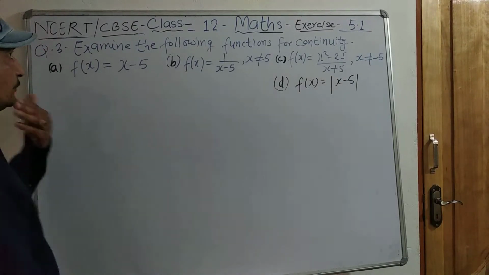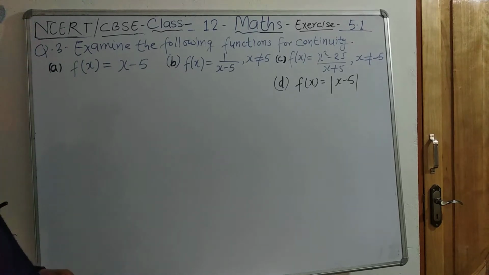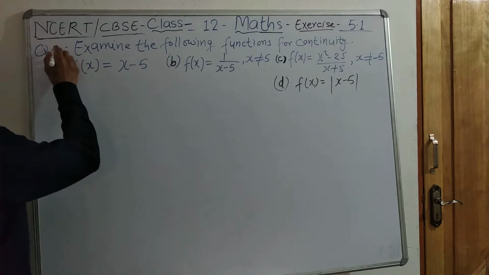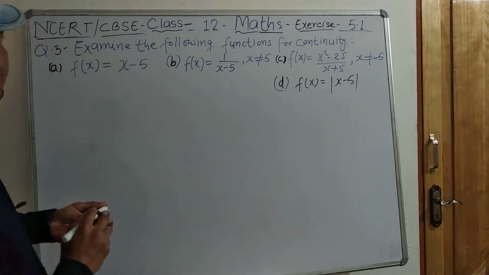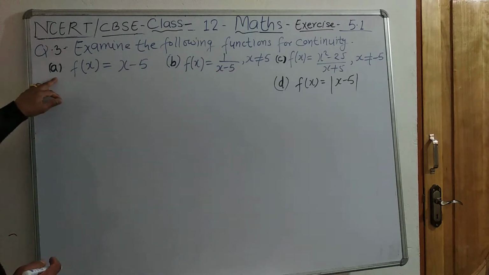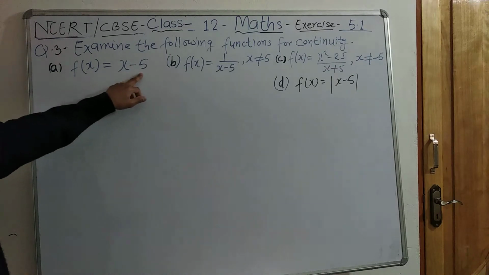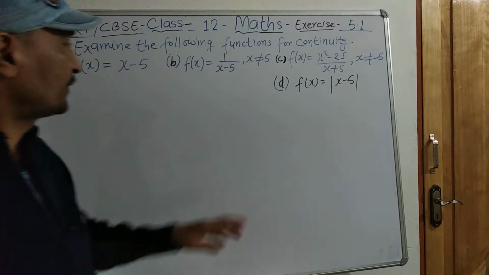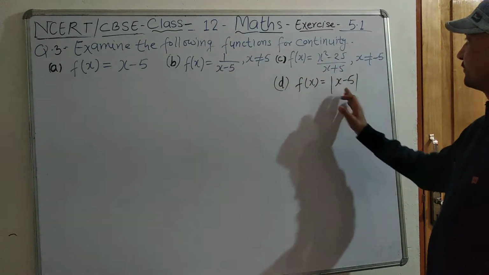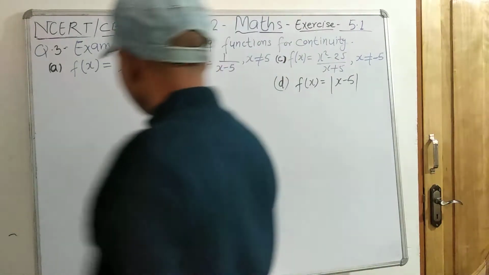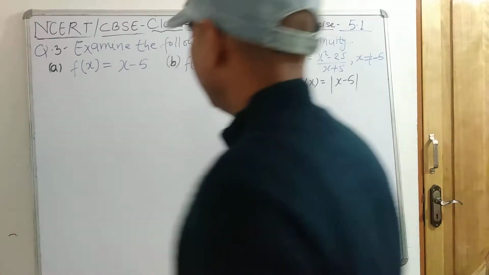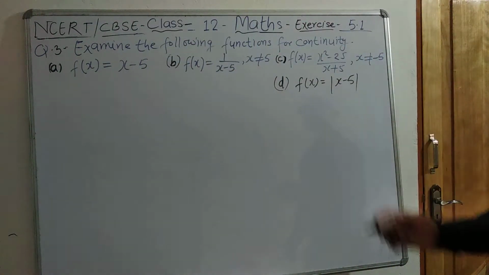So dear students, now we are starting question number 3 from exercise 5.1, and this question is: examine the following functions for continuity. Part A is f(x) = x minus 5, part B is f(x) = 1 by x minus 5, with the condition x not equal to 5, and part C is f(x) = x square minus 25 by x plus 5, the modulus function. So for continuity, how do we define continuity, at which point is any function continuous?